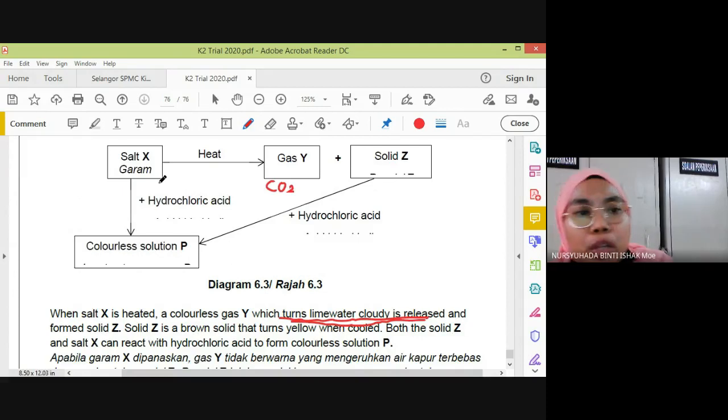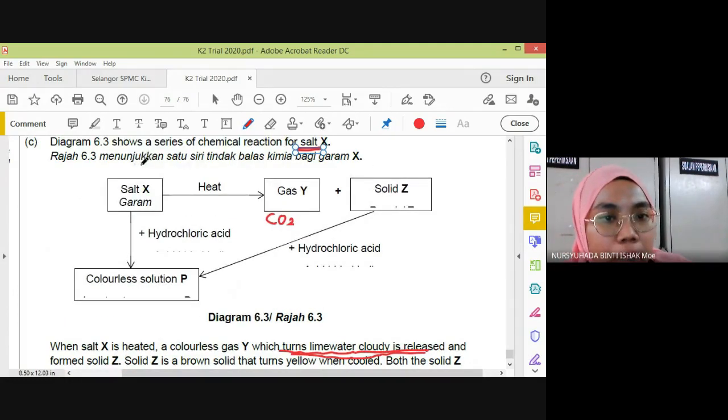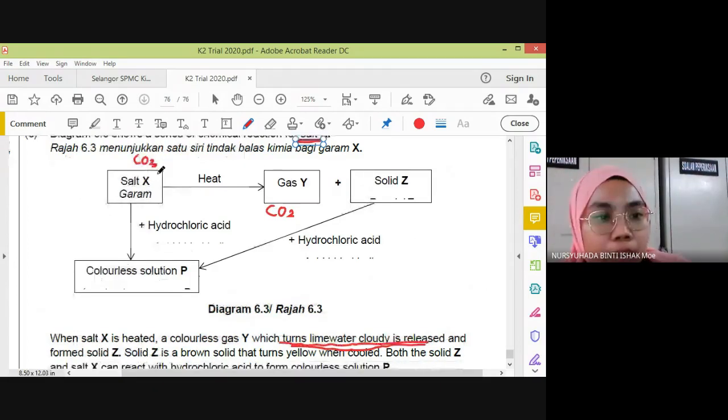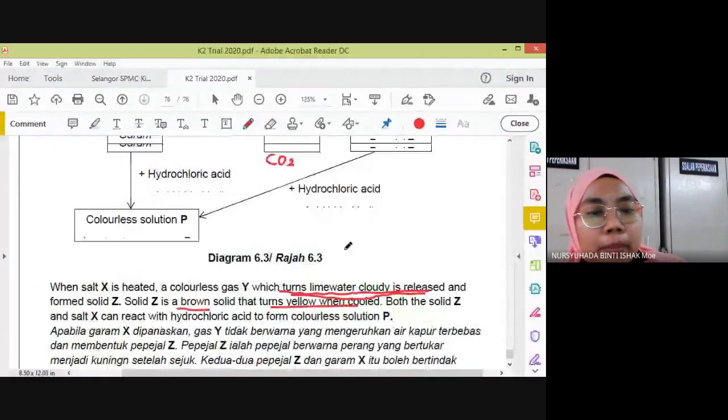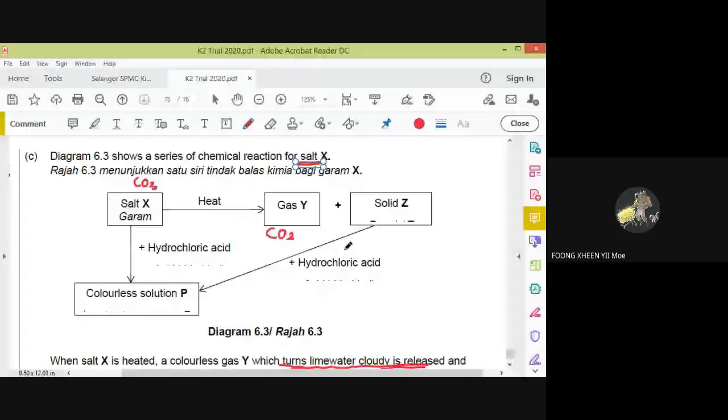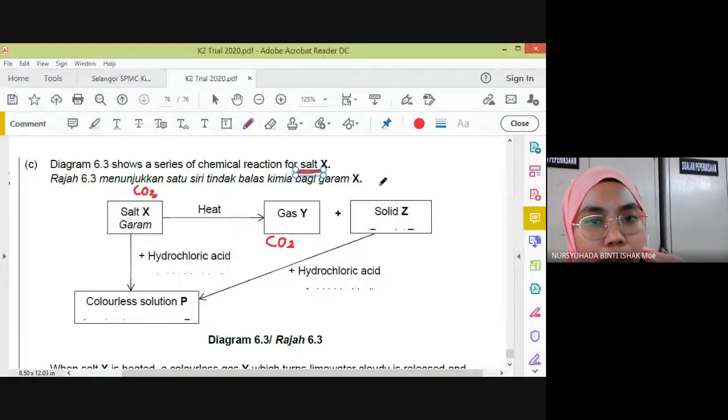So kita tahu dalam salt X ni mesti ada ion. Ion apa? Kalau release carbon dioxide mesti ada ion apa? Carbonate. Very good. Form solid Z. Solid Z is brown solid that turns yellow when cool. Maksudnya brown when hot, yellow when cool. What oxide yang brown when hot, yellow when cool? Lead. Pandai. Lead(II) oxide. So mestilah nama garam ni adalah lead(II) carbonate.